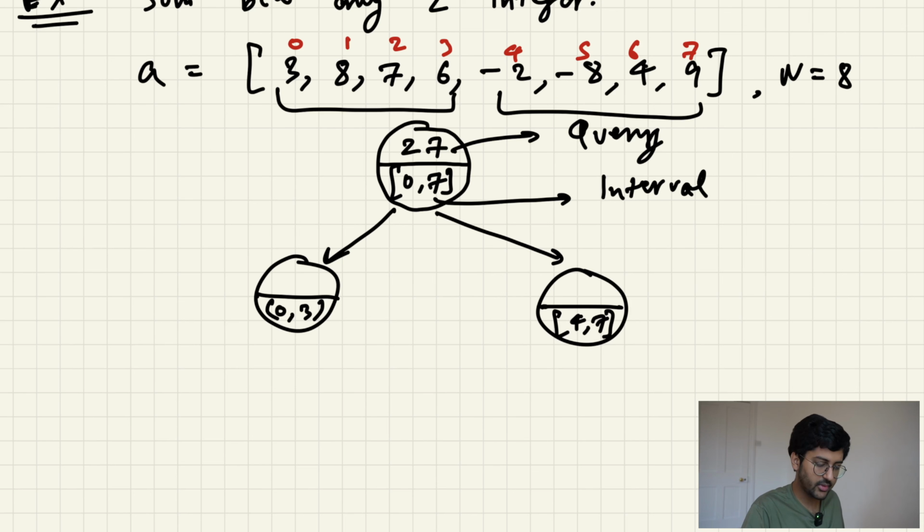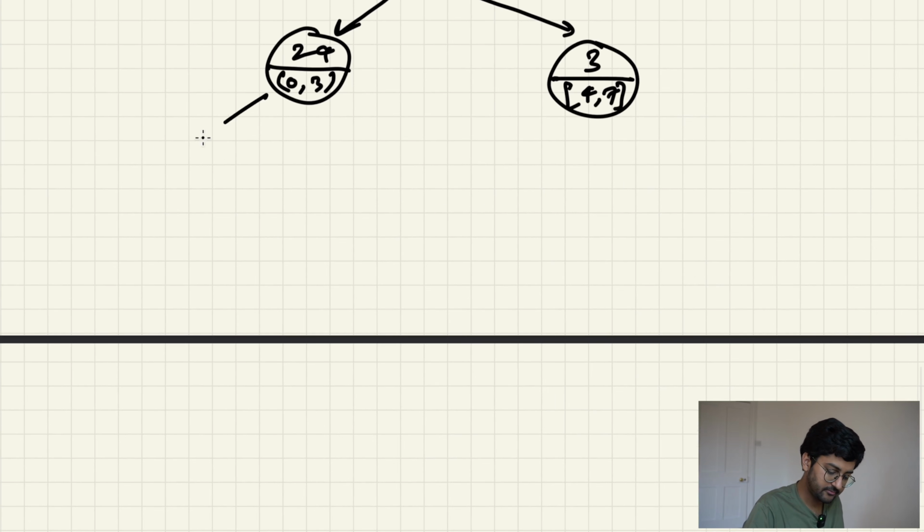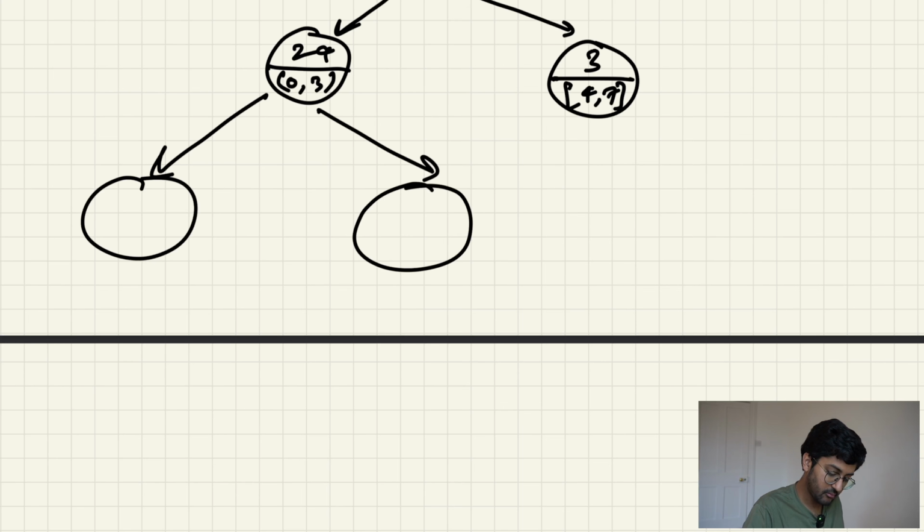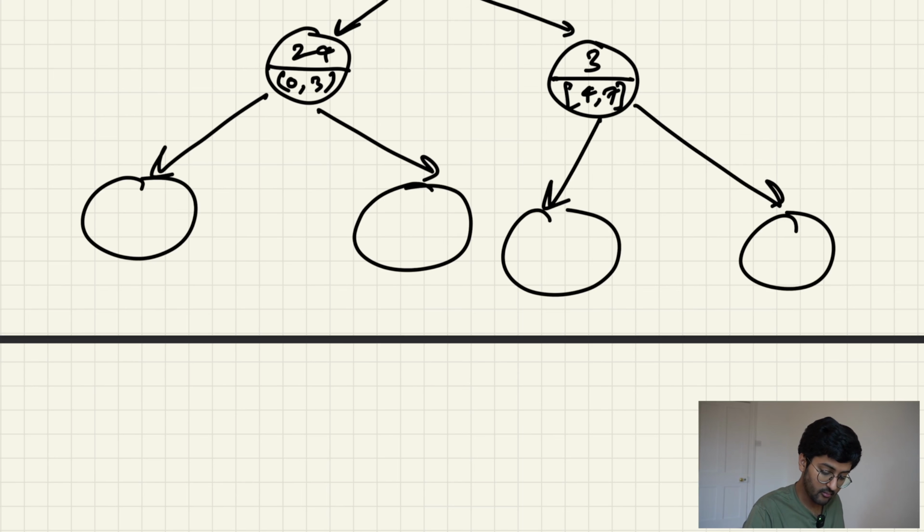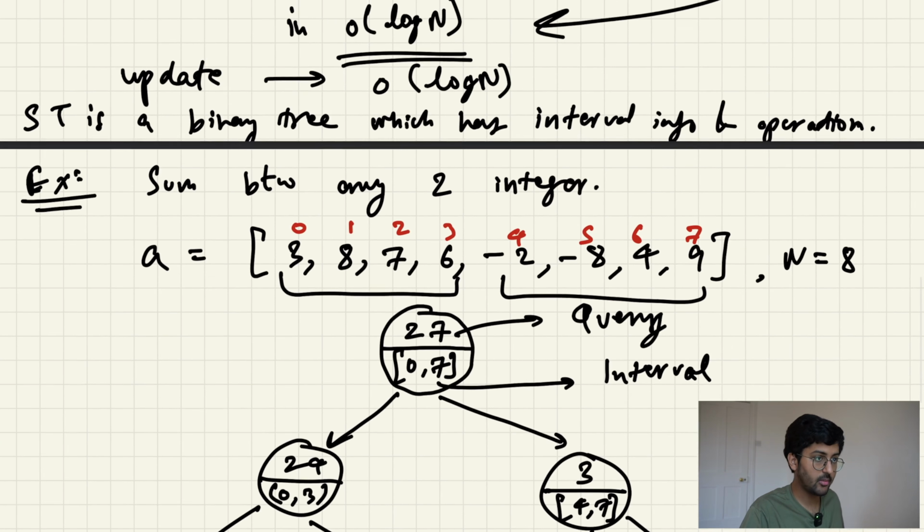What is the sum of indices from 0 till 3? If you calculate it, it's 24. What is the sum from 4 till 7? If you calculate it, it's 3. Again divide it. Again divide it. So now you have 0, 3.